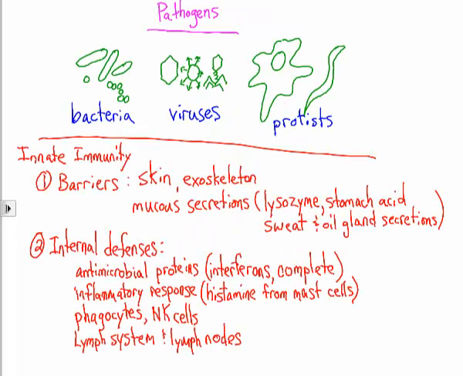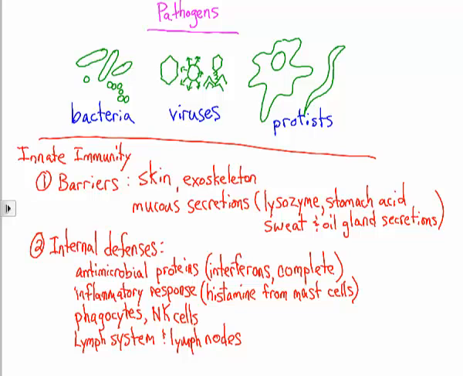Okay, so these are our innate immunities or non-specific immunities that all organisms would have. Invertebrates would have these defenses as well as vertebrates. And in addition, you can imagine some plants have these defenses as well. They have barriers like bark and cellulose in their cell walls.